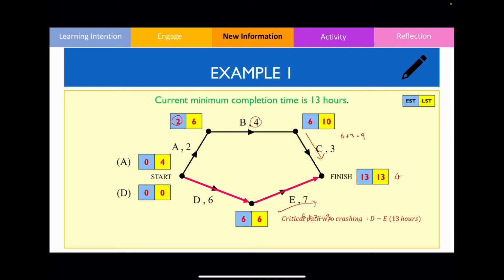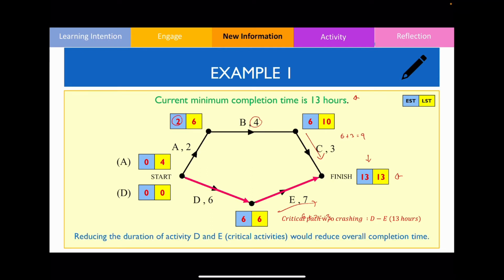And as I said earlier on, the minimum completion time is 13 hours, which is found by performing the forward scan. So in this example over here, we haven't actually done any crashing whatsoever. Let's now look at what is the impact if we were to crash or reduce the length of an activity that's found along the critical path.